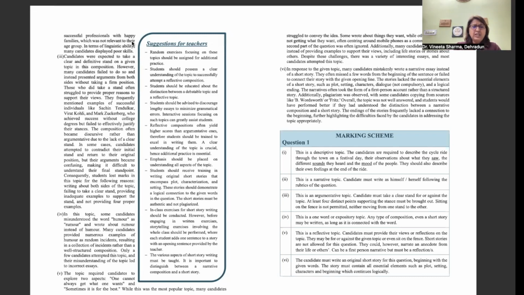And it is usually seen that children do a lot of justice with the reflective compositions. They find it easier to write about these topics because they have to talk on both sides of the topic. All right. So as I have told you, in a reflective composition, it's not either side. It has to be both sides. Please understand the difference, right?